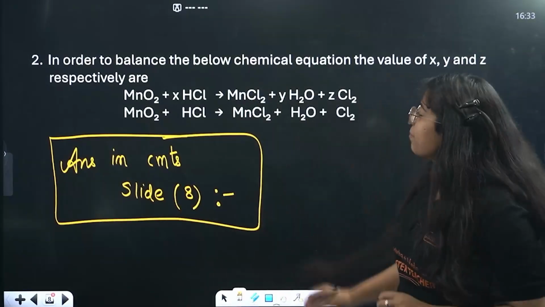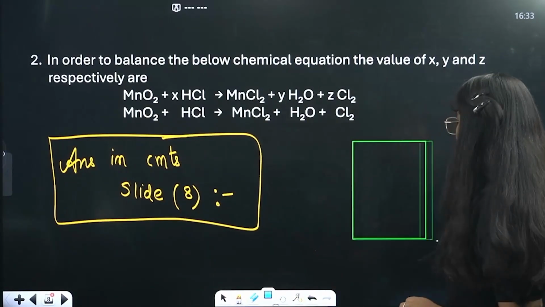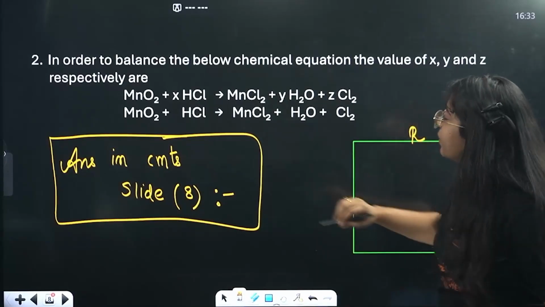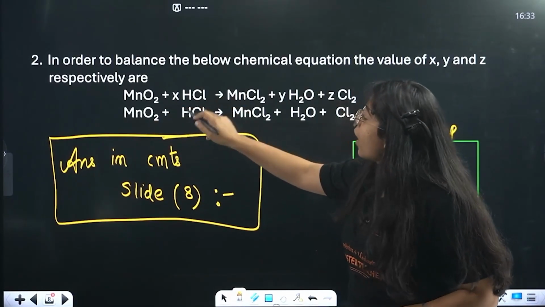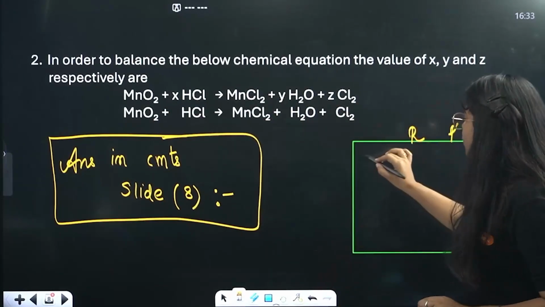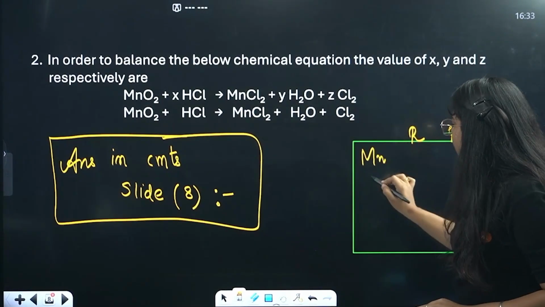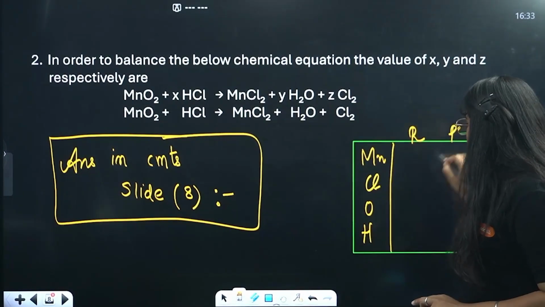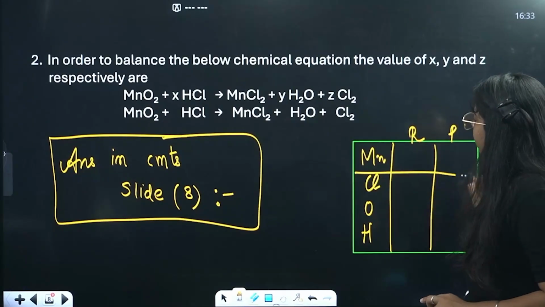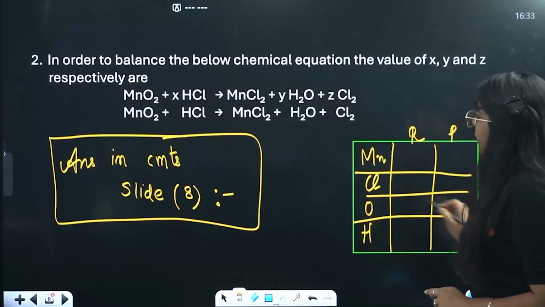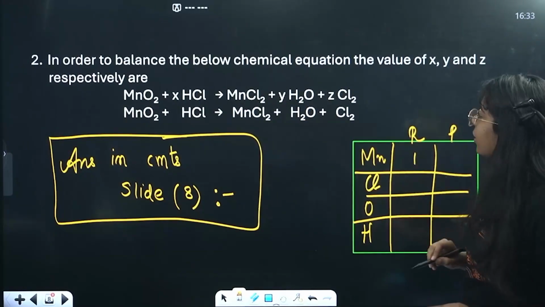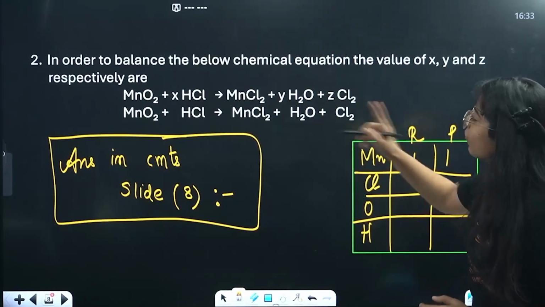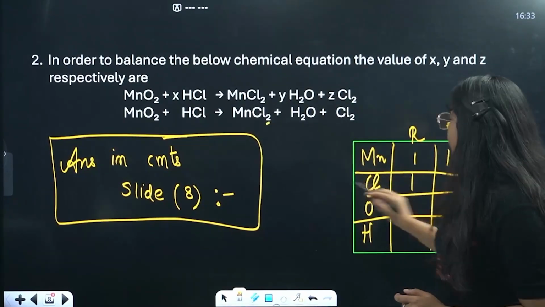Okay, simply you just make a box. This is reactant side, product side. Manganese, hydrogen and chlorine. So what do you write? Ma'am, Mn, chlorine, oxygen, hydrogen. So how many manganese are there on the reactant side? Ma'am, only one. In the product, again one. Ma'am, chlorine is 1 on the reactant side, 2 on the product side.